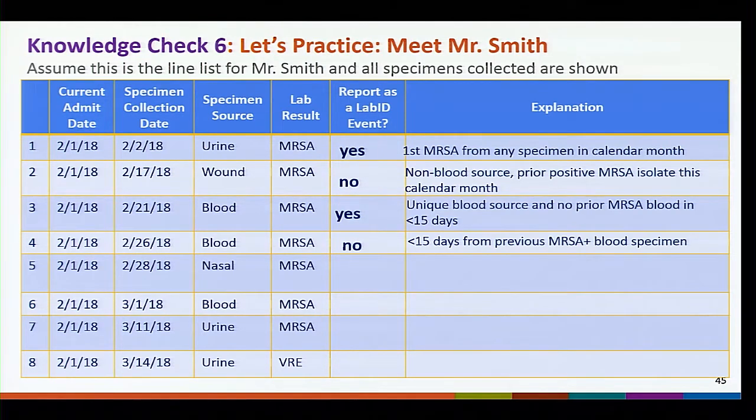On the 28th, he has a positive MRSA nasal screen. Do we report this? No, because this is a screening test result. And even if it was another specimen source, you still would not report it because he's already had his non-blood MRSA reported for the month. Moving forward, on March 1st, he has a positive blood again for MRSA. Do we report this?